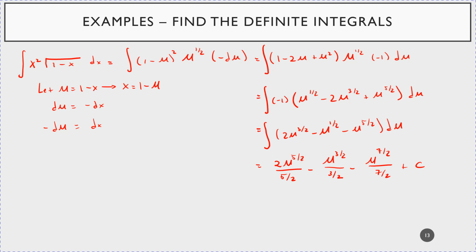Well, now just replace it. The 5/2 comes up as 2/5, so this is 4/5. Now what is u? u is 1 minus x. So 1 minus x to the 5/2, minus 2/3 u, well, what is u? u is 1 minus x, to the 3/2, minus 2/7 u, where u is 1 minus x, to the 7/2 plus c.